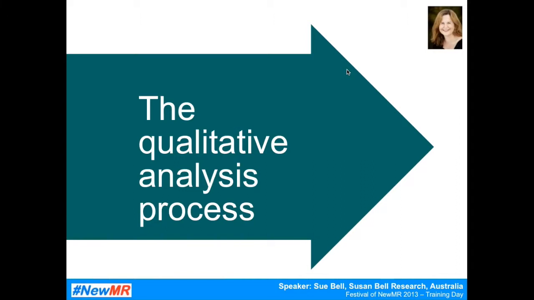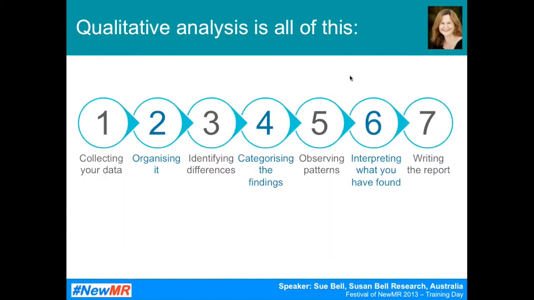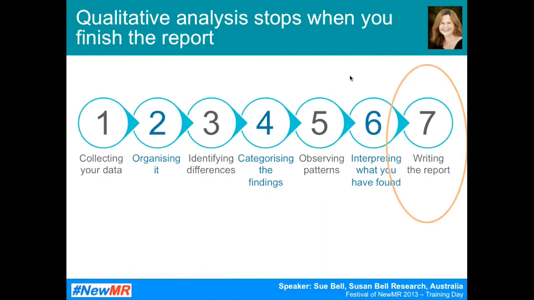I'm just going to talk for a minute, though, about the qualitative analysis process. The answers to contemporary market research questions includes a section on qualitative analysis, which uses this format. It talks about the fact that there are 7 stages, from collecting and organising the data to identifying, categorising, observing, interpreting, and writing the report. And as it says there, qualitative analysis stops when you finish the report. So as soon as you finish the report, you've stopped analysing, which makes it really very different from quantitative analysis.